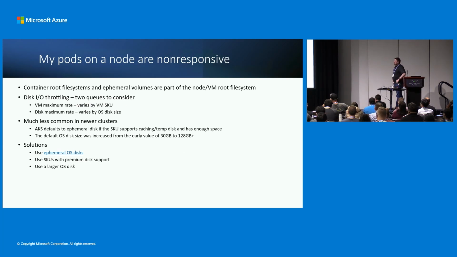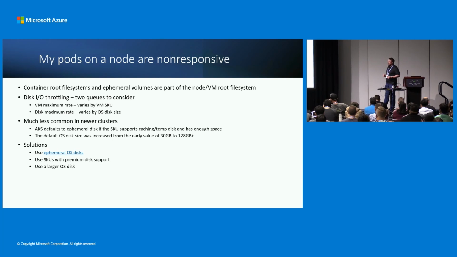If you are finding that your application is having trouble and all of the pods on a single node are unresponsive, and this especially happens with things that are disk I/O intensive, something to be aware of is that your container root file system and any empty directories that you may have in there are all backed by the root disk of the node. And that root disk in any cloud platform is going to have a certain amount of performance that it's allowed, usually in megabytes per second and in IOPS.